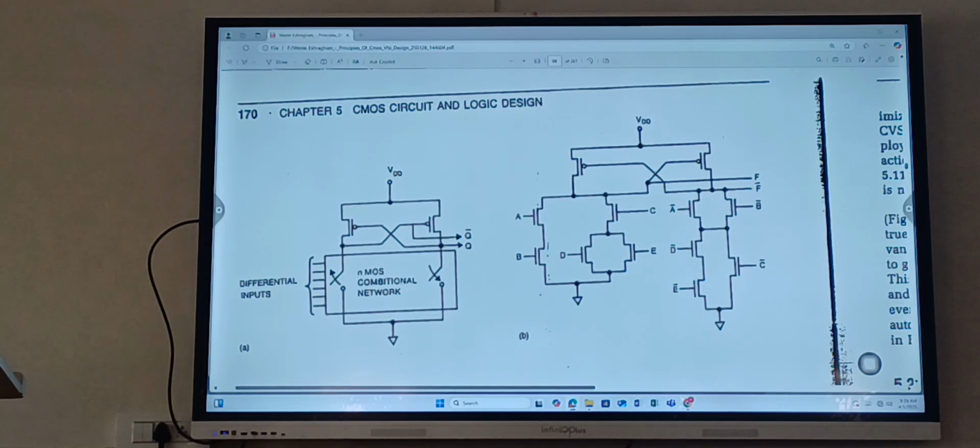So you take any flip flop. What is the output of a flip flop?